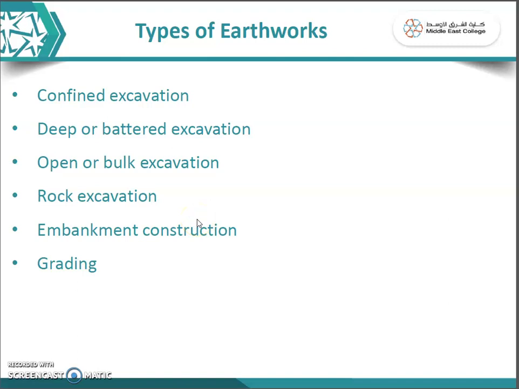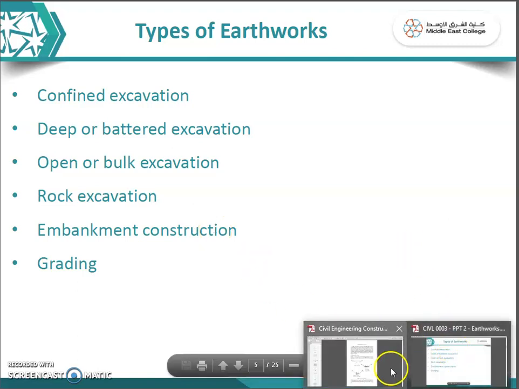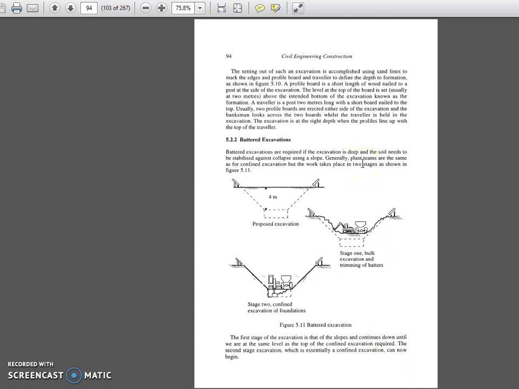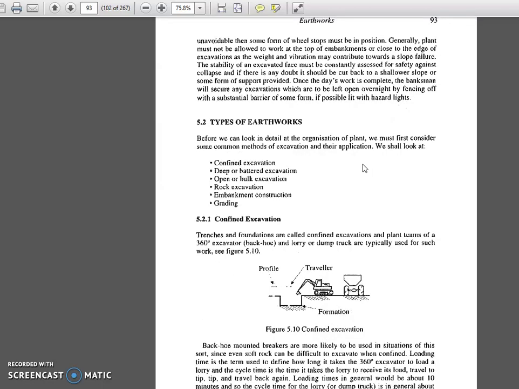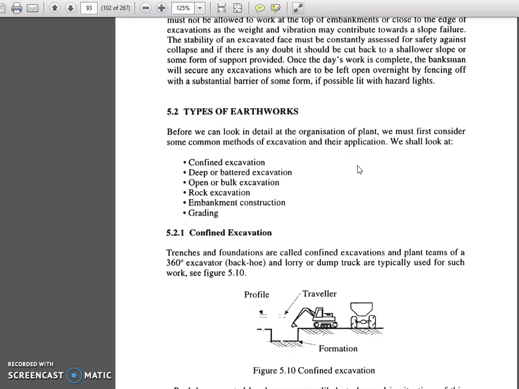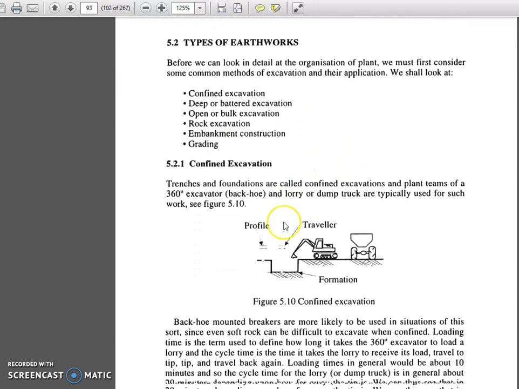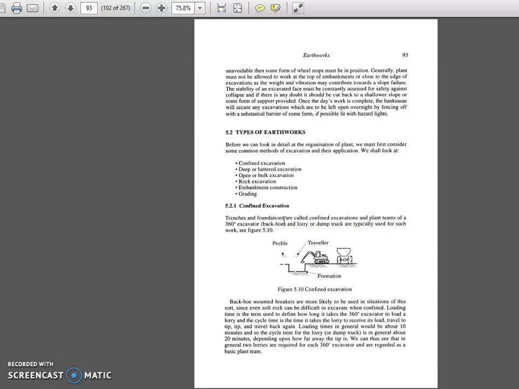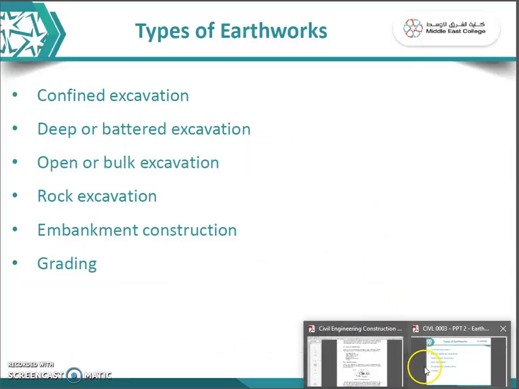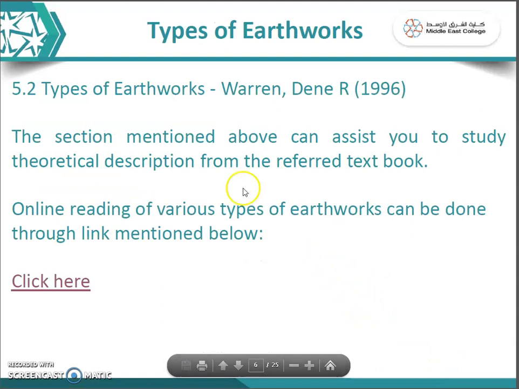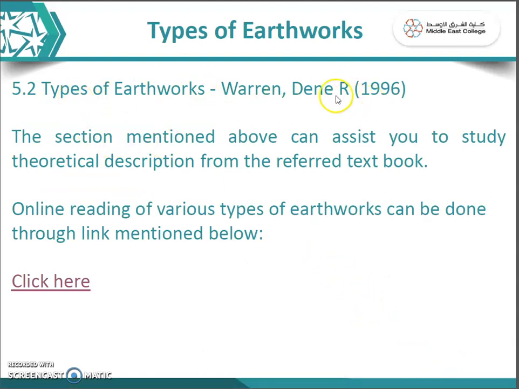In this video I will give you a brief on the different types of earthworks and how they can be done. In detail, you can read it from the referred textbook, starting from page number 93. You can see page number 93 starts with the types of earthworks, so well detailed information is presented there. However, for the purpose of teaching, I have shortened it to explain better. So let us go to this. It is written here, types of earthworks, page number 93.